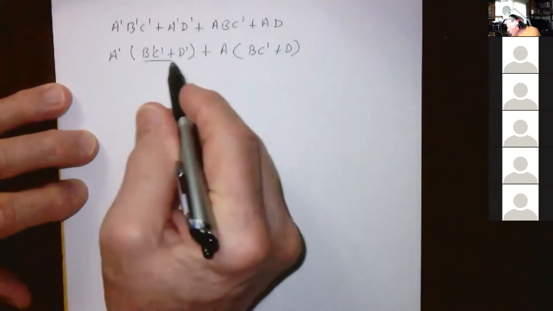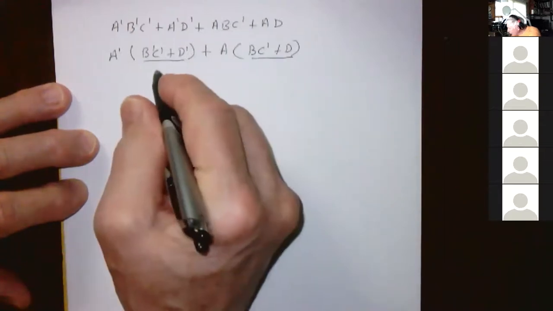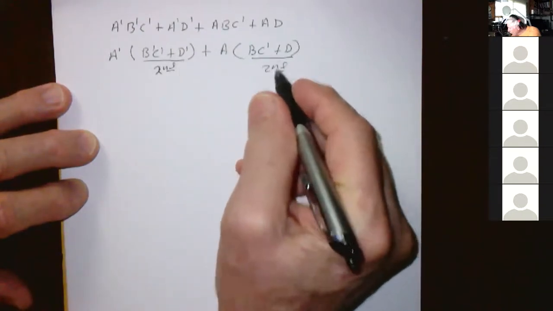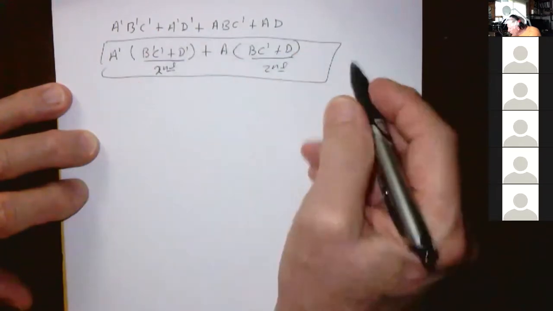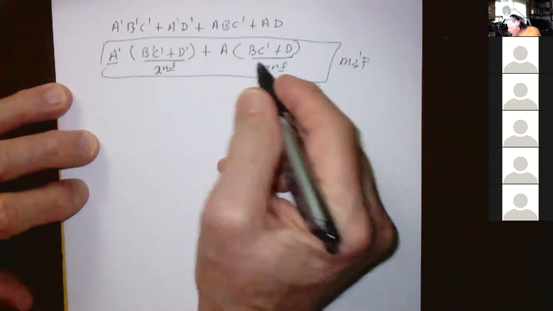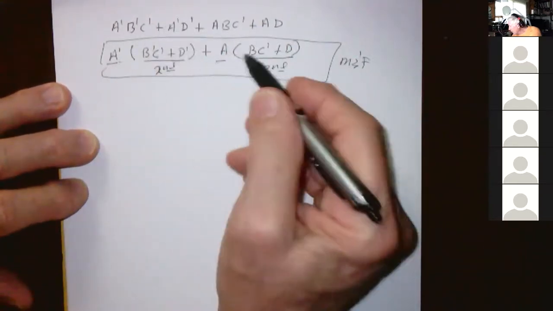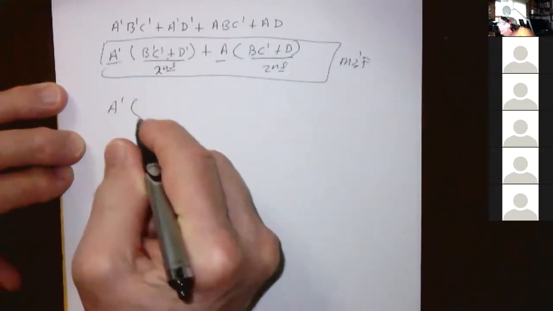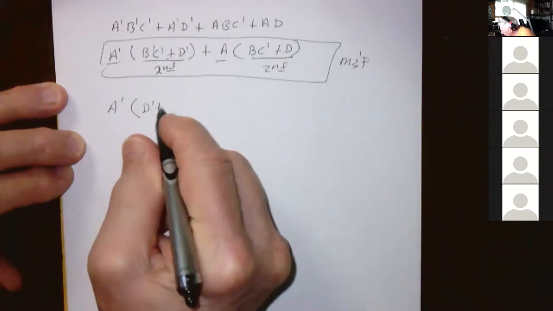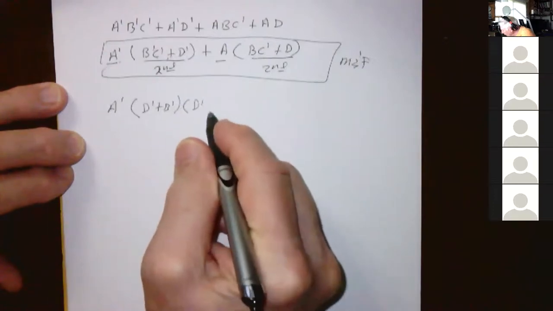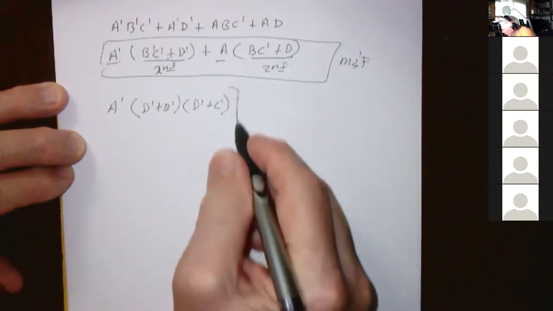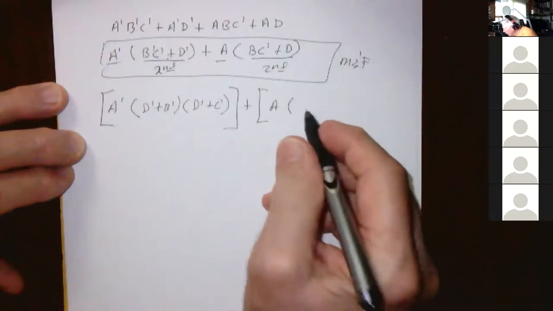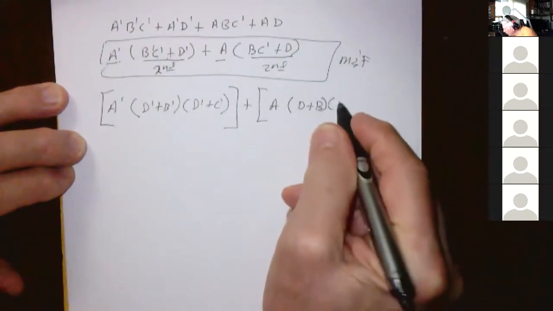And now I'm left with this group in here and this group in here. So I can apply the second distributive law to this and again to this. Then I can use MNF for the whole thing, because I have A' times something plus A times something. So let's do the second distributive law first. We wind up with A' times (D' plus B') times (D' plus C'), and all this plus A times (D plus B) times (D plus C').